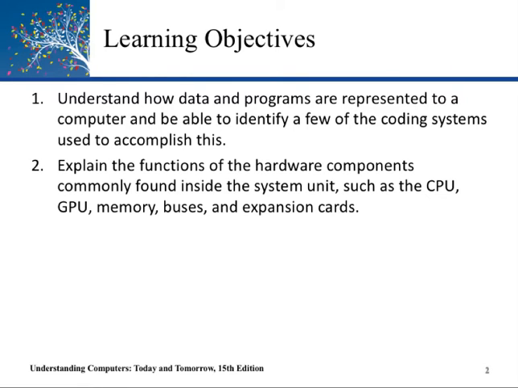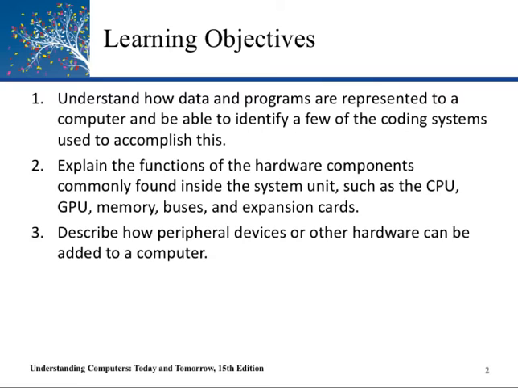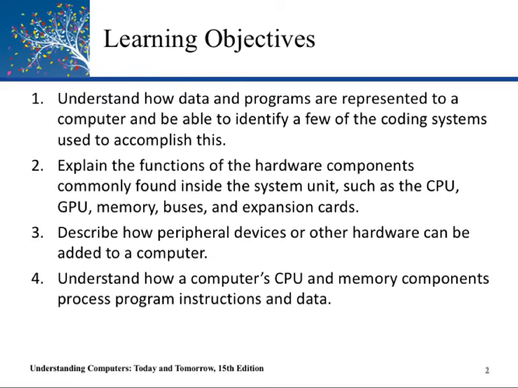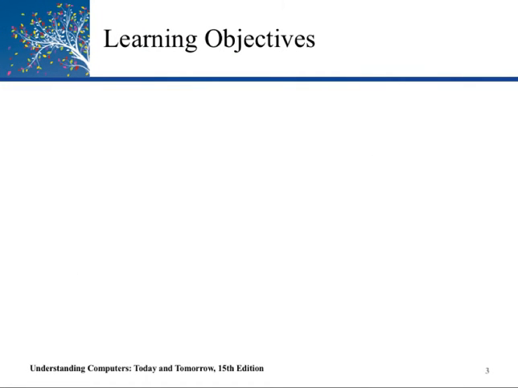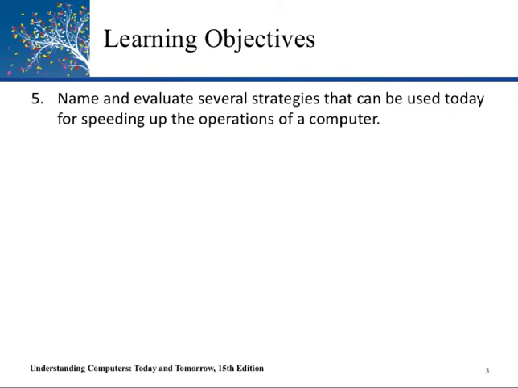We want to know what's inside that system unit and be able to describe the devices, the hardware, the CPU, the GPU, the memory, the buses, all that stuff. We want to know that at the end of this chapter. We also want to look at how the computer CPU and memory components understand the instructions, how they process instructions, how they actually get access to data, how they can do things with the data, and how they can move on. After that, we want to know some of the strategies that can be used for speeding up computer operations, and even to name them and evaluate them.